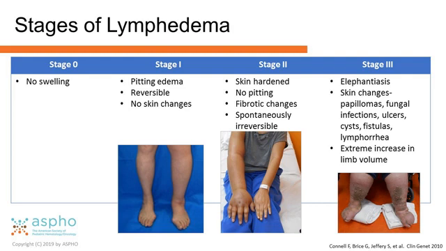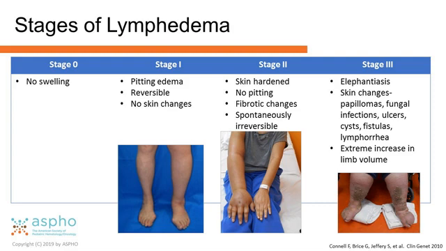So stage 0 would be there's no swelling. And that's usually what we will refer to somebody who's had lymph nodes removed for staging of cancer. They don't have swelling, but they are at risk because of the lymph nodes being removed and disrupting that pathway. Stage 1 would be presence of some pitting edema, reversible, meaning that it will reduce with some elevation, and there aren't usually skin changes. The skin is still usually soft and supple.